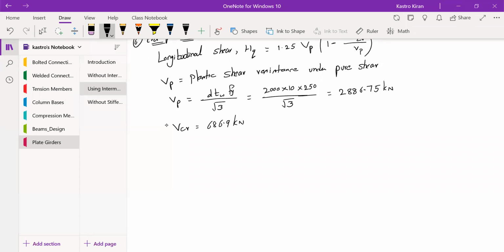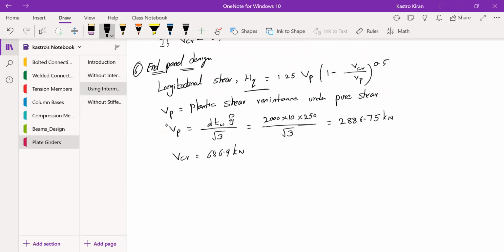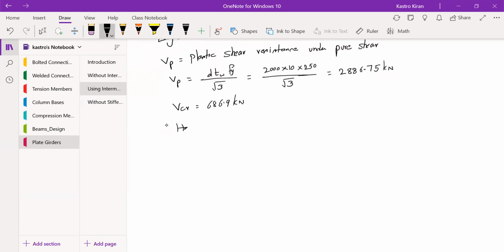The value of VCR we obtained from the previous step is 686.9 kilonewtons. Now let's substitute the values in the HQ equation. HQ equals 1.25 into VP, where VP is 2886.75, into (1 minus VCR, which is 686.9, divided by VP, which is 2886.75) whole power 0.5. This will be 3150 kilonewtons of load. So the horizontal or longitudinal shear is 3150 kilonewtons.